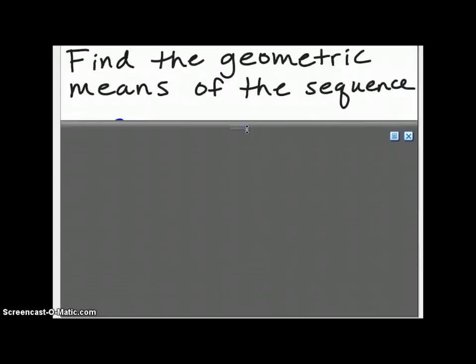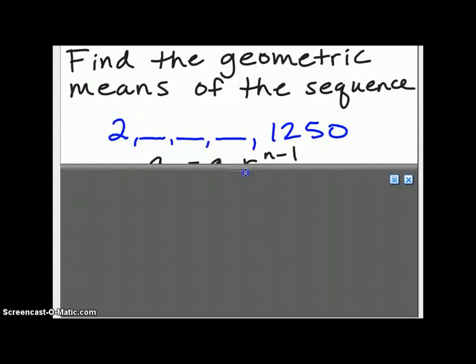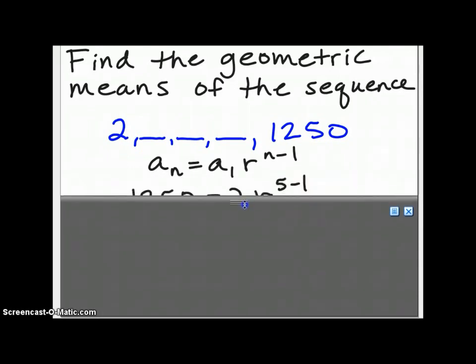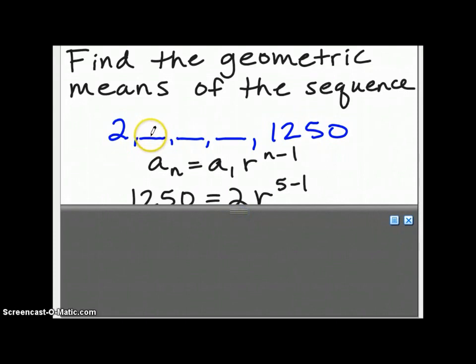Now we're going to find geometric means of a sequence. We had done arithmetic means before, which just meant we were looking for missing terms. So we have a first term, we have a last term. We're going to go back to this equation, a sub n equal to a sub 1 times r to the n minus 1. That means we have an nth term, we have a first term, and we need to find the ratio. We are missing the second, third, and fourth terms. We have a fifth term, so let's fill in that information.